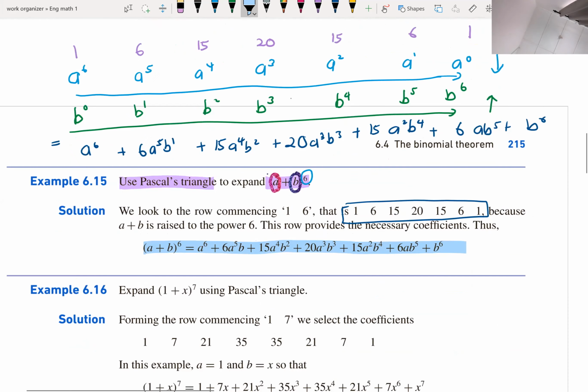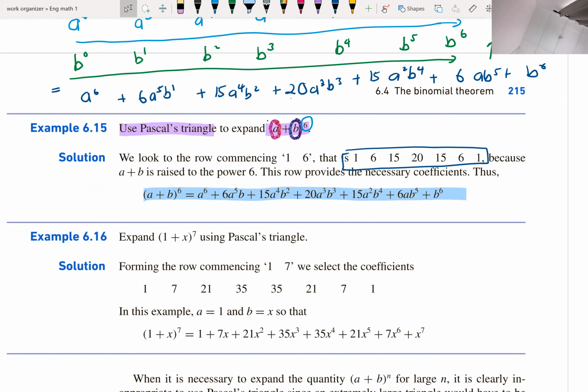And then for the next example, it's just the same. Expand 1 plus x to the power of 7 using Pascal's triangle. Now we don't have 7, so we have to form the Pascal's numbers on our own, and notice that a and b have been changed to 1 and x.